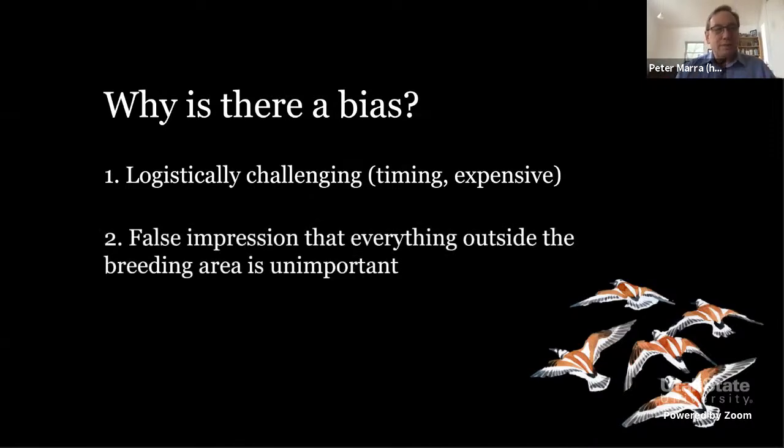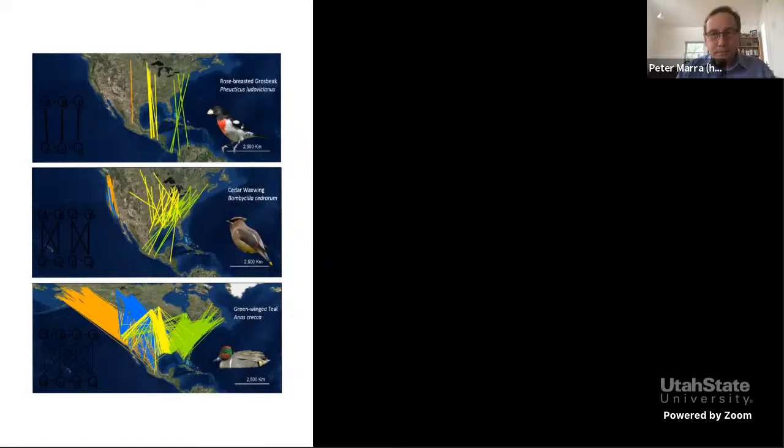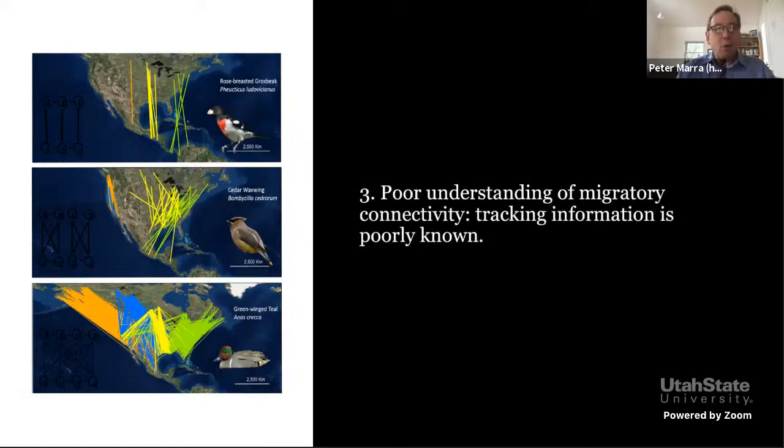A second reason, and some pretty famous biologists, ecologists, have said this: there's this false impression that everything outside the breeding area is unimportant. It's all about reproduction. It's all about sexual selection, those sorts of statements. They're in the literature.